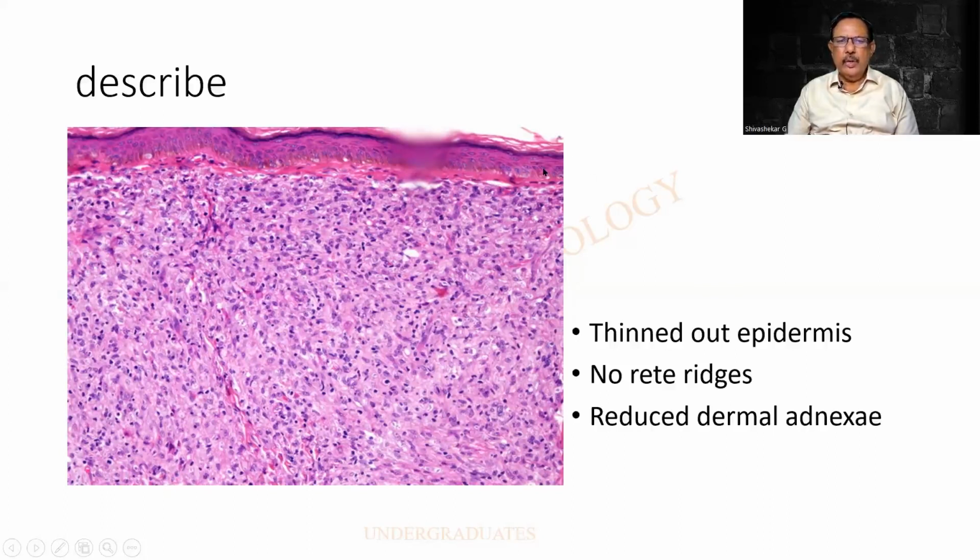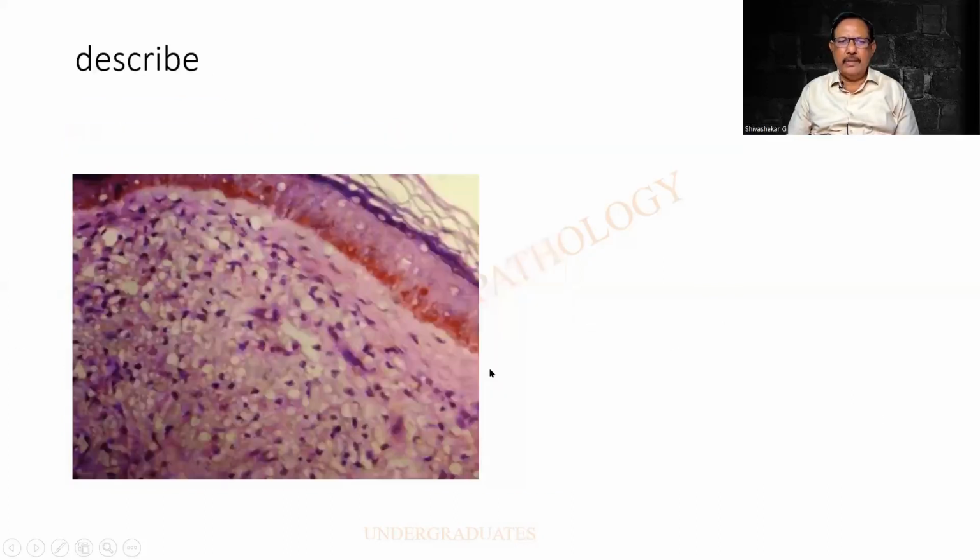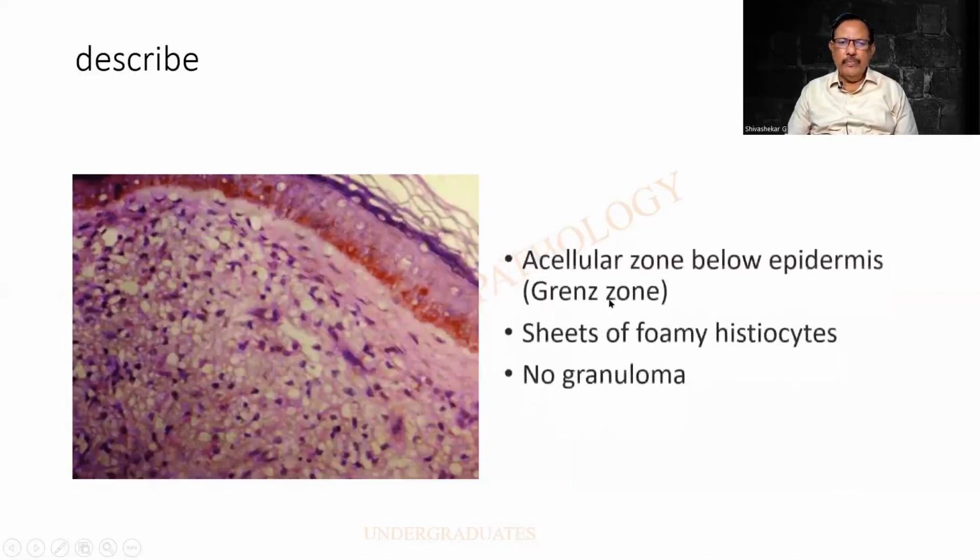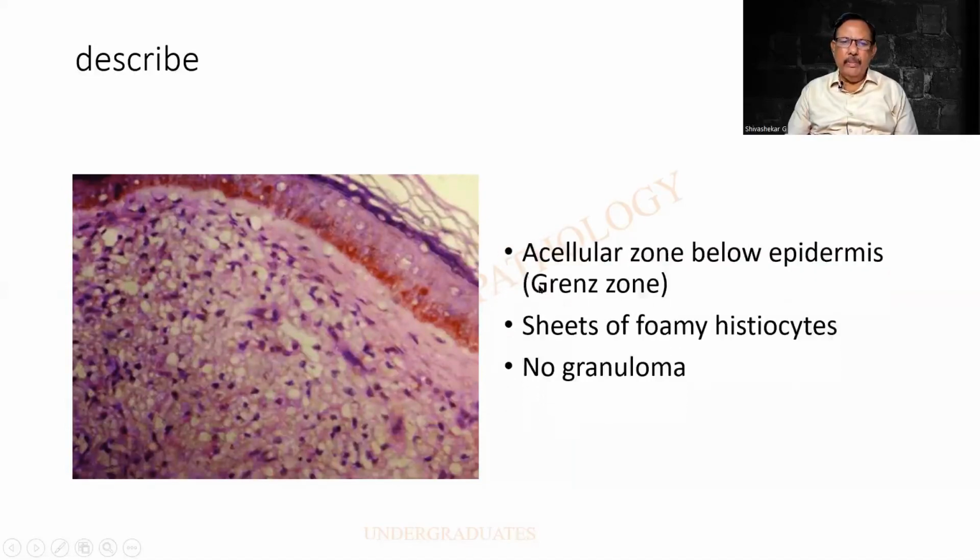Another slide that we saw was the keloid. Again, that was having epidermis, no adnexae, but in this case, it is full of cells. Again, look at this over here. There is the melanin pigment, the stratified epithelium, there is the keratin, and below that, lot of cells with these holes or vacuoles. That is there, and there is an acellular zone. Acellular zone below the epidermis called the Grant zone. Sheets of foamy histiocytes, no granuloma.